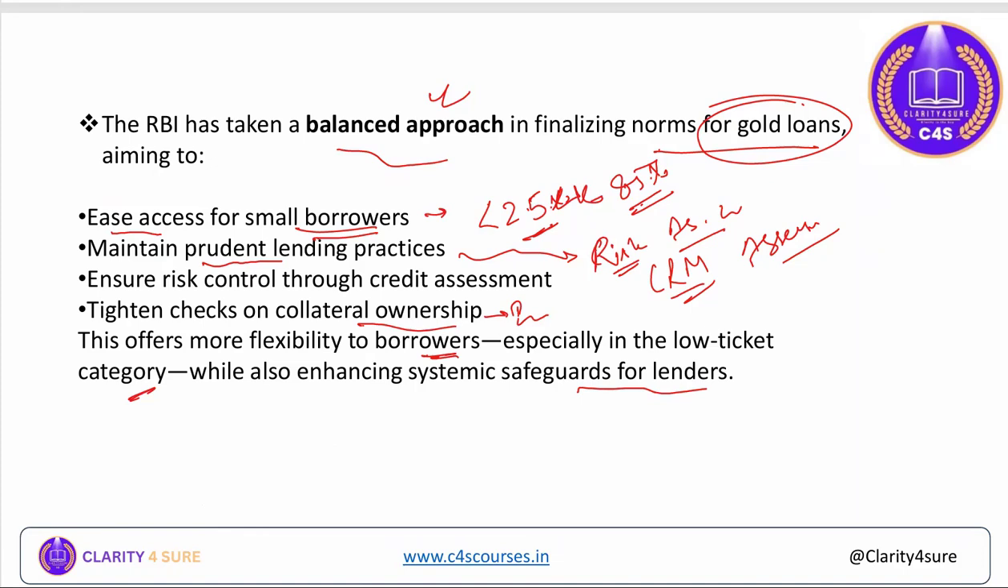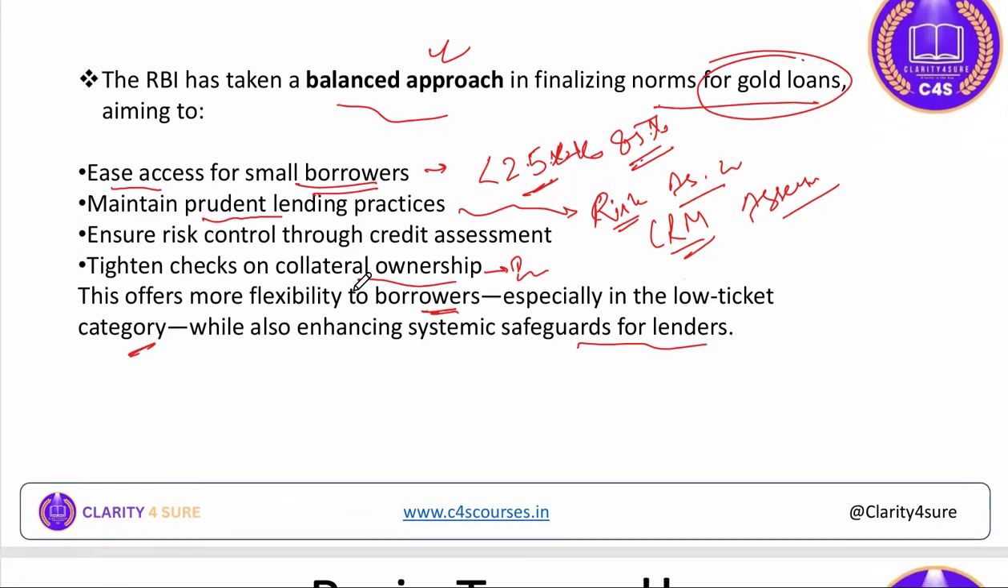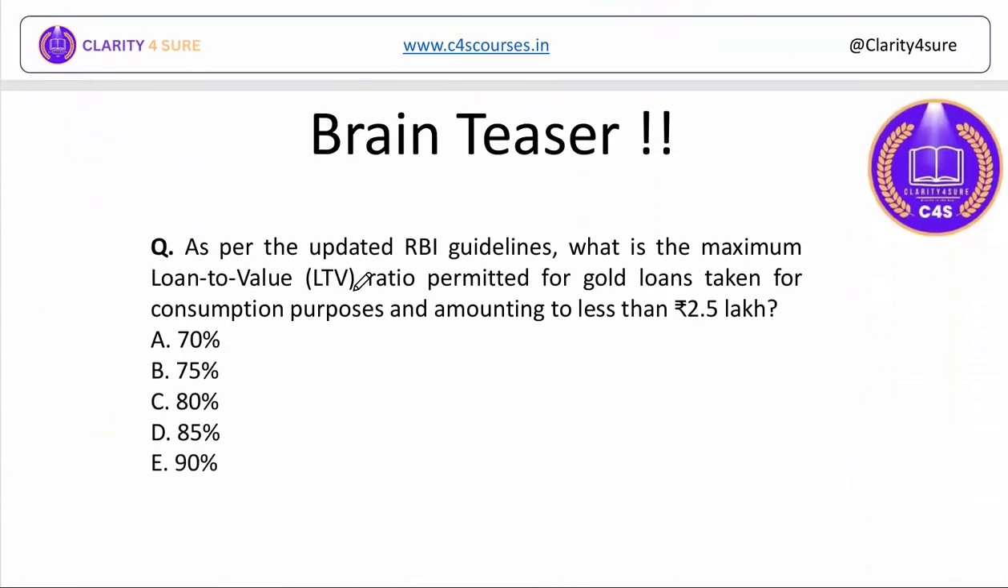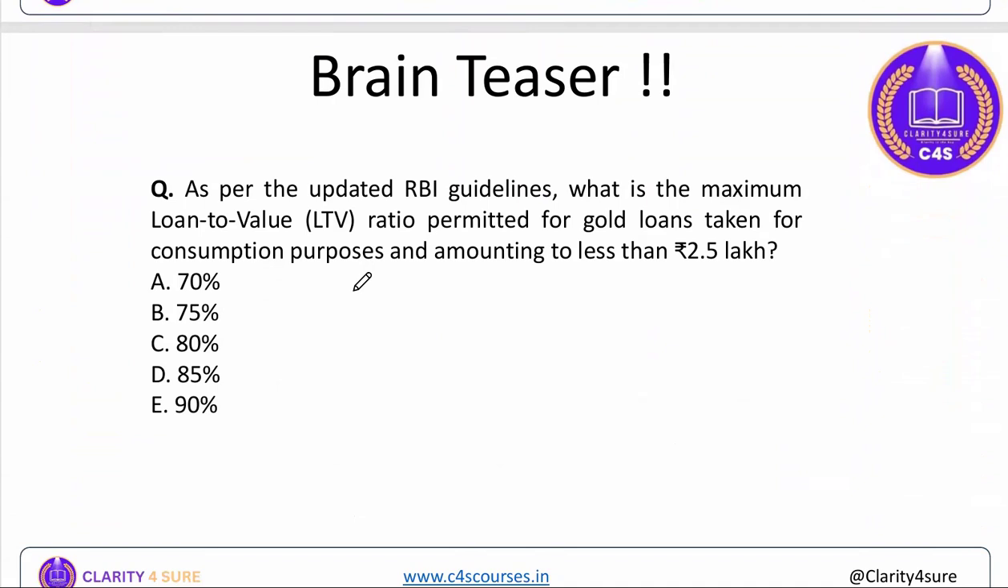All right. So these are the things associated with the gold loans, the RBI revised norms. So you need to remember the points. And at last, one question is there. You can write the right answer of this particular question in the comment section. As per the updated RBI guidelines, what is the maximum loan to value ratio permitted to gold loans for the one who is willing to take the loan for consumption purpose and amounting is less than 2.5 lakhs?